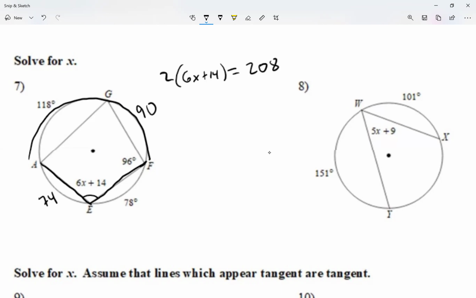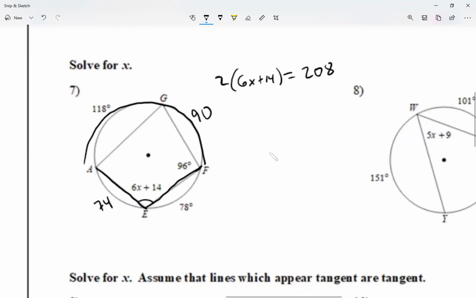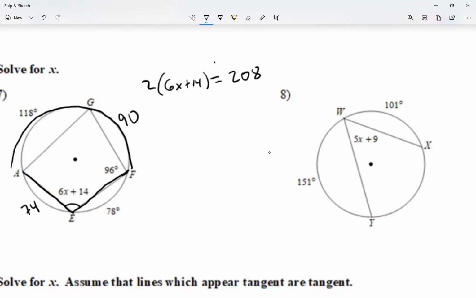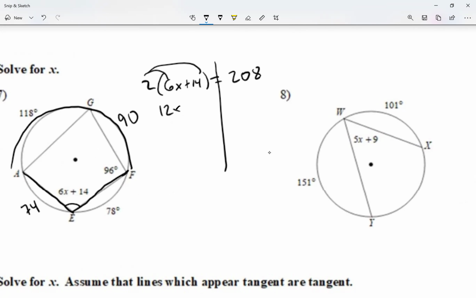So the angle times 2 is equal to the arc that it creates. You see it? 6x plus 14. I'm going to multiply everything times 2. So you see that's why I use parentheses. 6x plus 14 multiplied times 2 equals the arc that it creates, 208. Okay, now the rest is just algebra. So let me separate my sides with the equal sign. Let me get rid of parentheses. Let me literally multiply by 2. So that's going to give me 12x plus 28 is equal to 208.